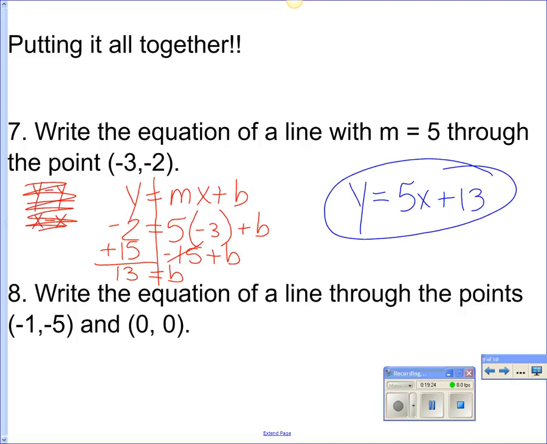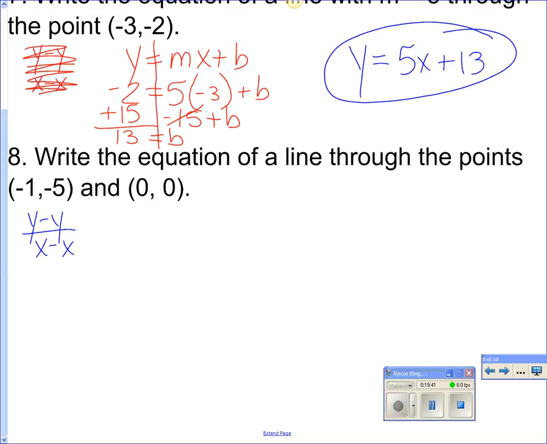Okay, number 8. Do they give me my m? No, so I have to find it. I have to do what formula to get m? Good. Y minus y over x minus x. Okay, so I'm going to put in -5 minus 0, -1 minus 0. Gives me -5 over -1, which is 5. Okay.